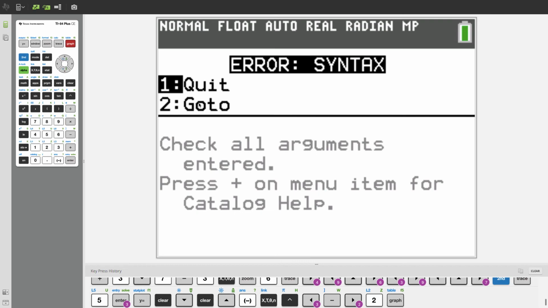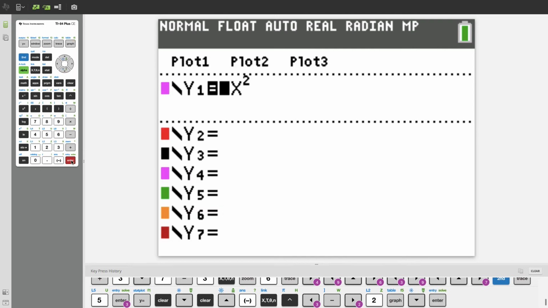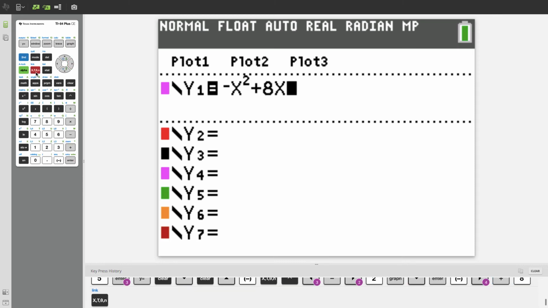It says quit or go to. Sometimes it just says quit. And then it says check all your arguments entered. Press plus on the menu item for catalog help if you want. I can go to my problem and it will point it out. Sometimes it will tell me right where my problem is. Yes. Okay, so I'm at negative. We got to get absolute value in here. Negative x squared plus 8x minus 13.